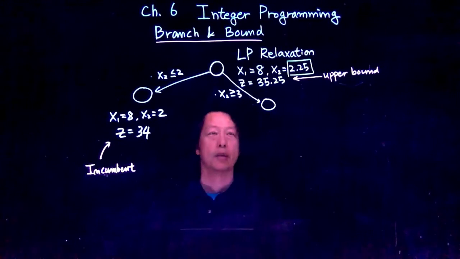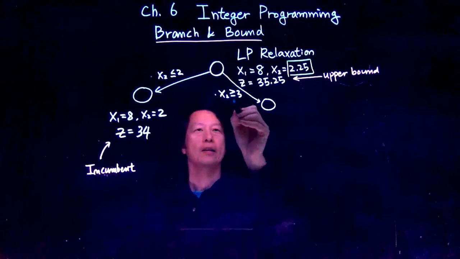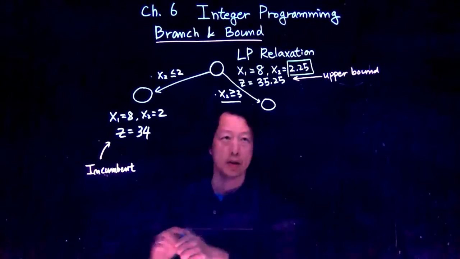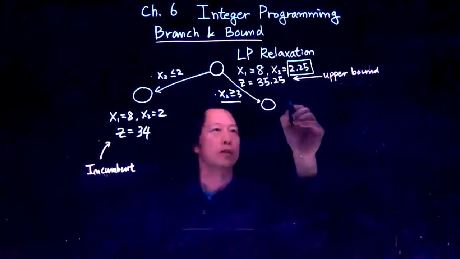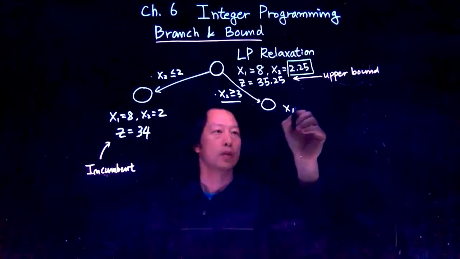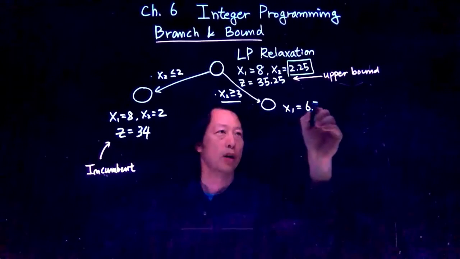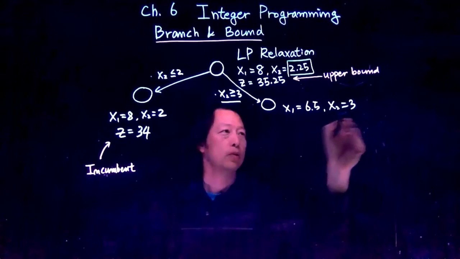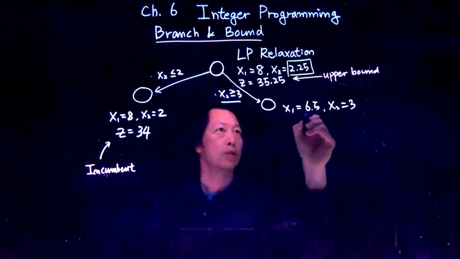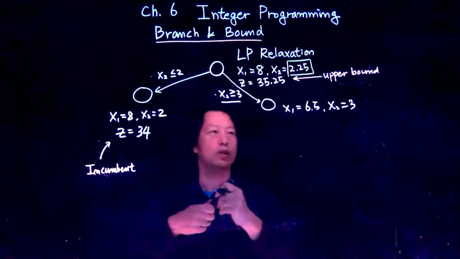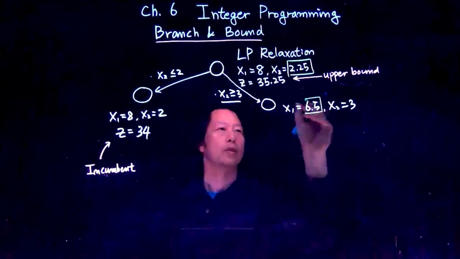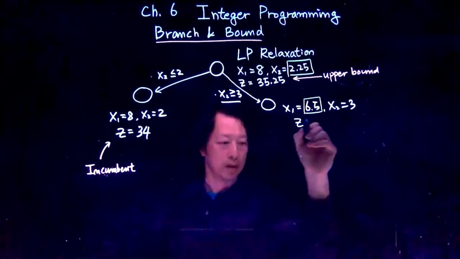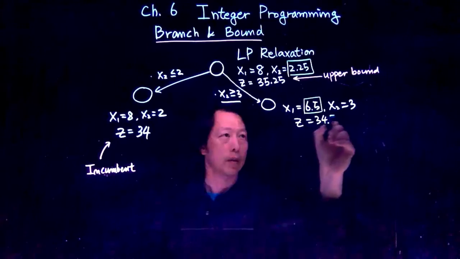So now we'll keep doing this, adding this additional constraint, and we solve the LP relaxation again. Then we get an answer: x1 is 6.5 and x2 is 3. So now x2 becomes an integer, but now 6.5 is the problem, right? Because this is not an integer. And then we find out z is 34.5.